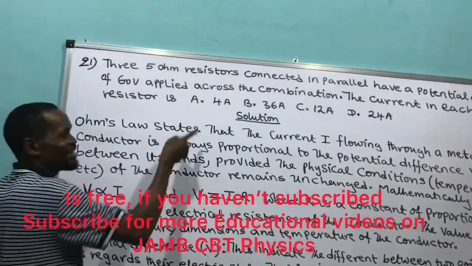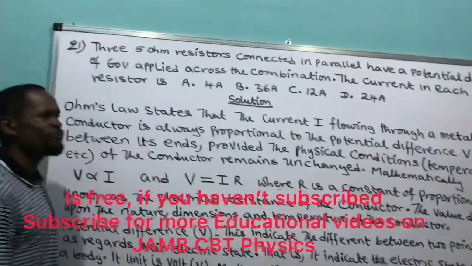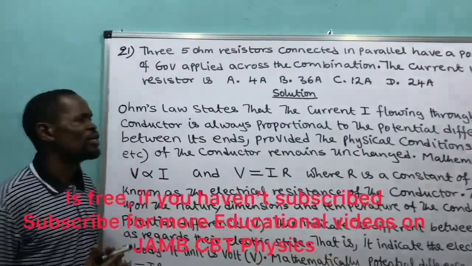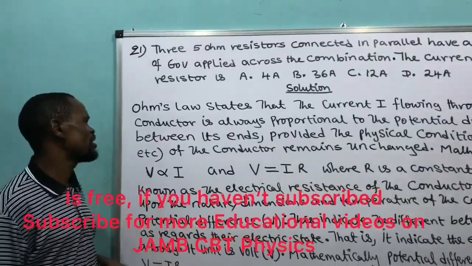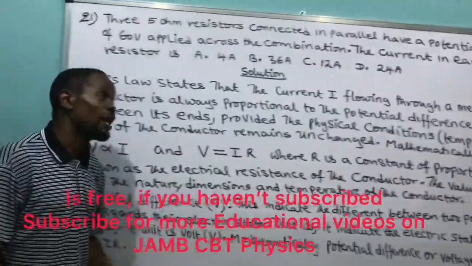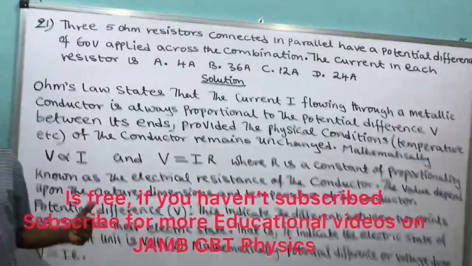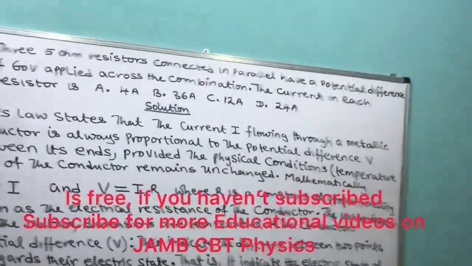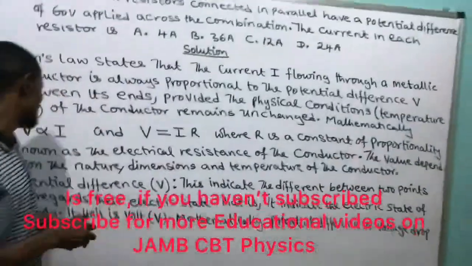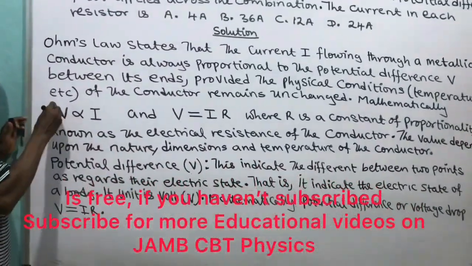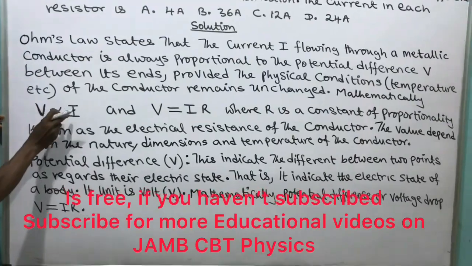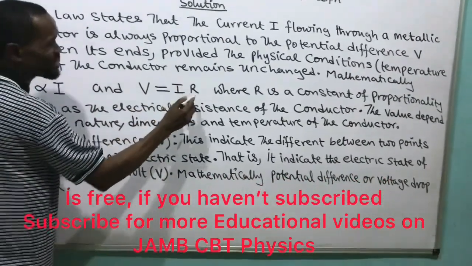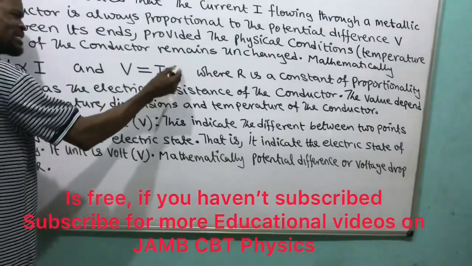Ohm's law states that the current I flowing through a metallic conductor is always proportional to the potential difference between its ends, provided the physical condition remains constant. Mathematically, this means that voltage is directly proportional to current, and the voltage is equal to current times R.